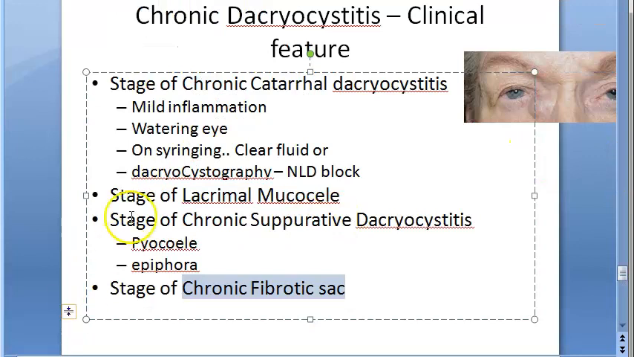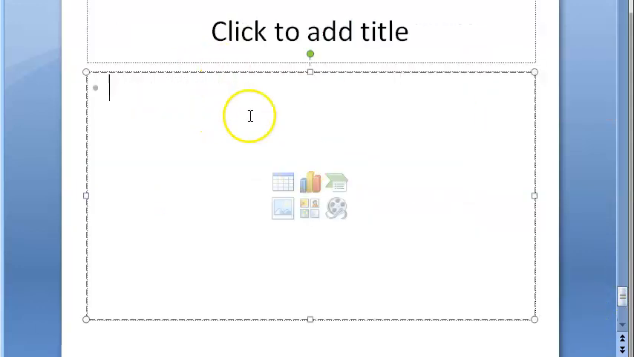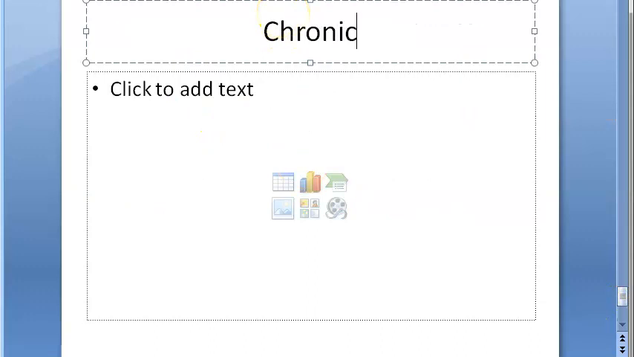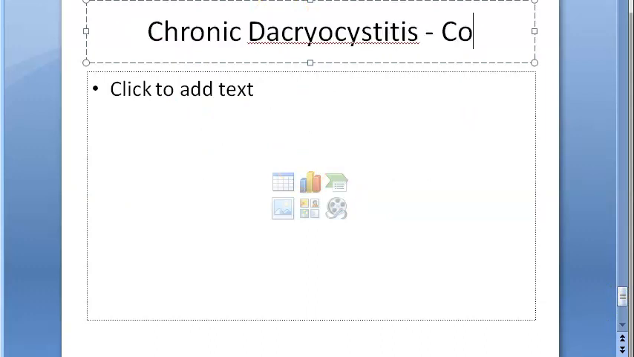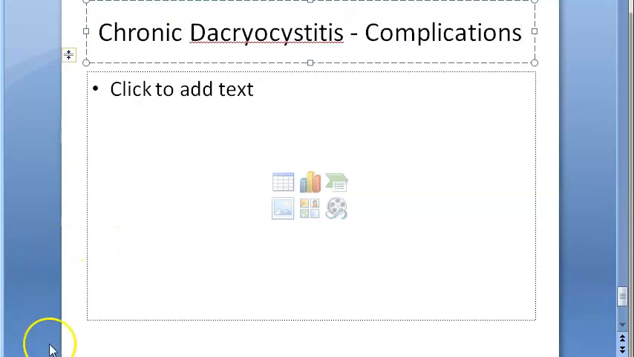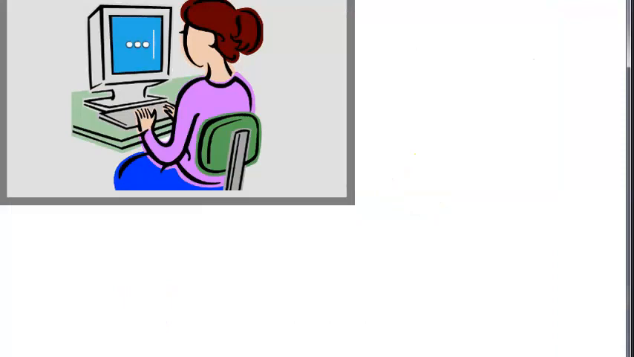What are the four stages, guys? Chronic catarrhal dacryocystitis, lacrimal mucocele, suppurative, then you have the fibrotic. So first of all, there is inflammation, then mucocele, possibly it can become suppurative, then fibrotic. Now we have to look at the complications of chronic dacryocystitis, and then at the treatment.